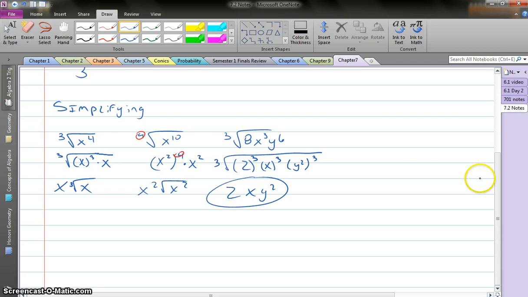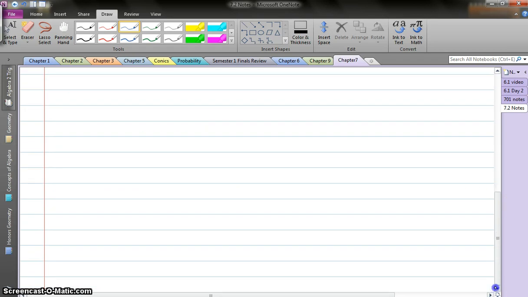All right, not so bad. Let's try 3 more. All right, let's go. The cubed root of 24, x to the third, y to the fifth. The cubed root of 2x squared times the cubed root of 4x to the 7th. And then x to the 1/4 times x to the 5/3.